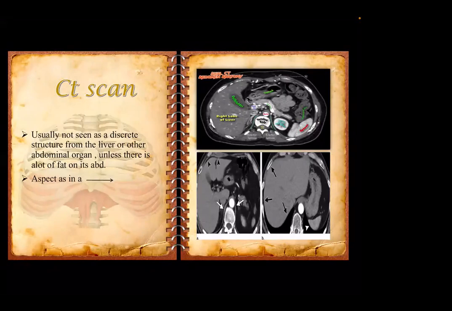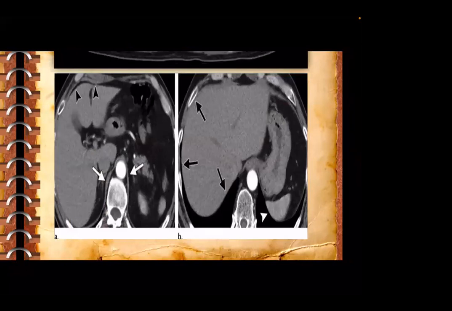The diaphragm is usually not seen as a discrete structure from the liver or other abdominal organs, unless there is a lot of fat in the abdomen. In this picture, no abdominal fat is found, so the diaphragm does not clearly appear. But in this picture, there is some fat in the abdomen, and the crus of the diaphragm clearly appears, extending around the liver, especially at the costal origin, very clearly.